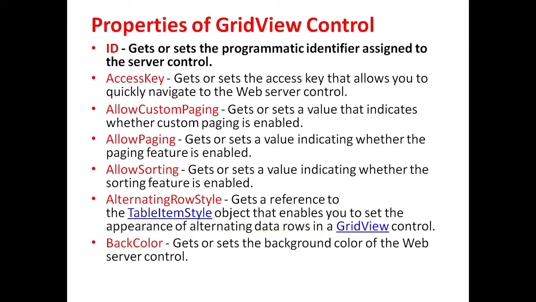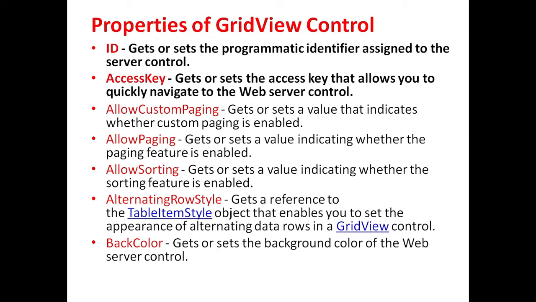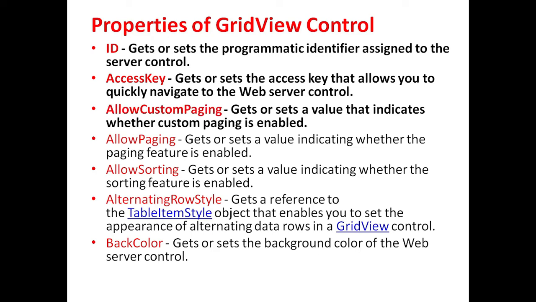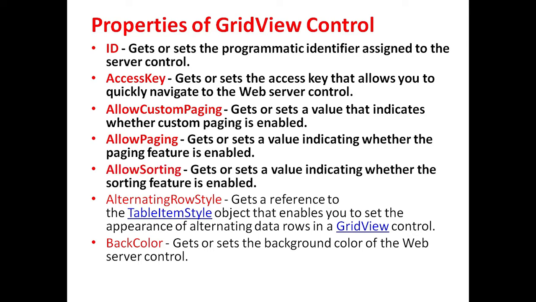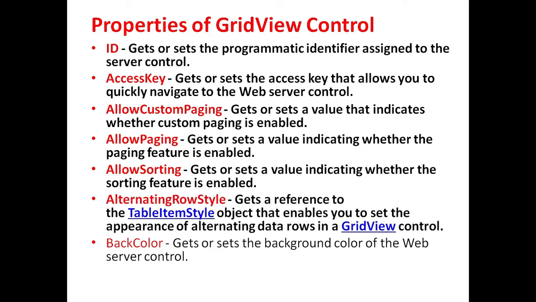Different properties of GridViewControls are: ID, which is used to get or set the programmatic identifier assigned to the server control. Access key property is used to get or set the access key that allows the user to quickly navigate to the web server control. Allow custom paging property is used to get or set a value that indicates whether the custom paging is enabled. Allow paging property is used to get or set a value indicating whether the paging feature is enabled. Allow sorting property is used to get or set a value indicating whether the sorting feature is enabled.